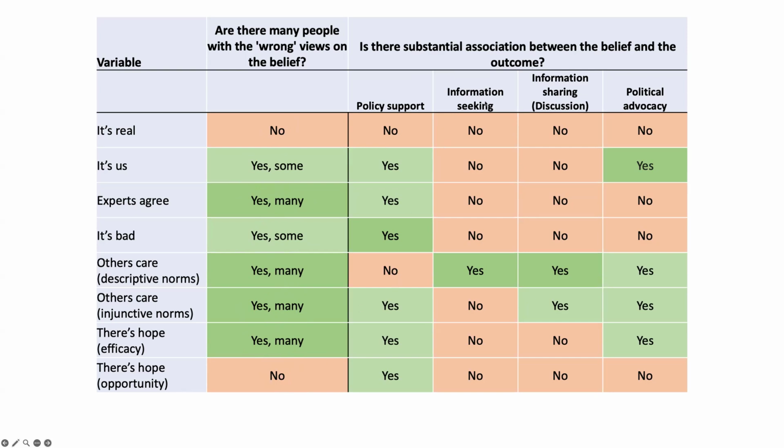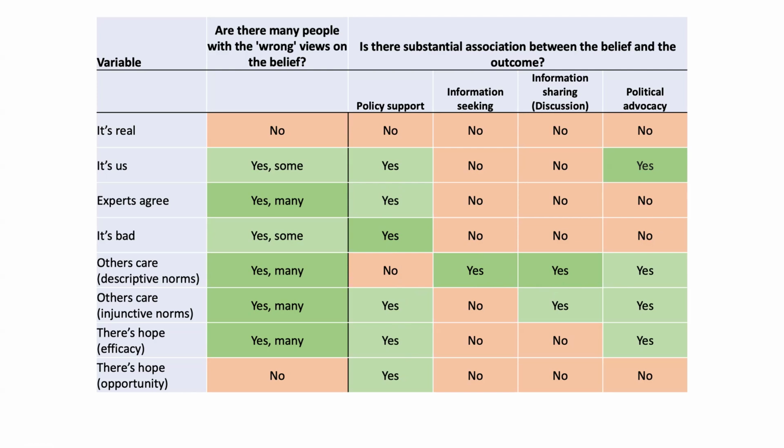Then with those associations, again, if your goal is policy support, there are a lot of candidate beliefs that we might target with a message campaign. Whereas with information seeking, we have fewer good candidates there. It's pretty clear that you want to focus on others' care. And then a little bit more nuanced for these other ones.